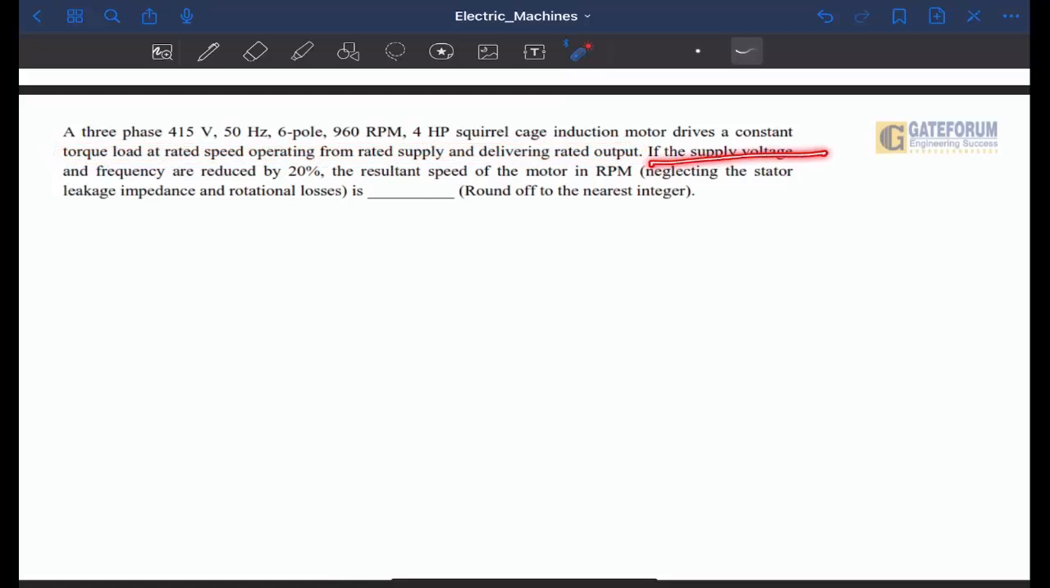If supply voltage and frequency are both reduced by 20%, the resultant speed of the motor in rpm we need to calculate. So see, neglecting the stator leakage impedance and rotational losses.